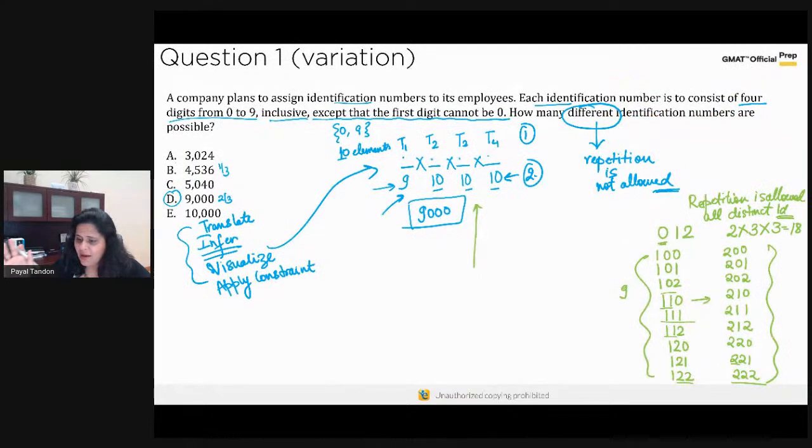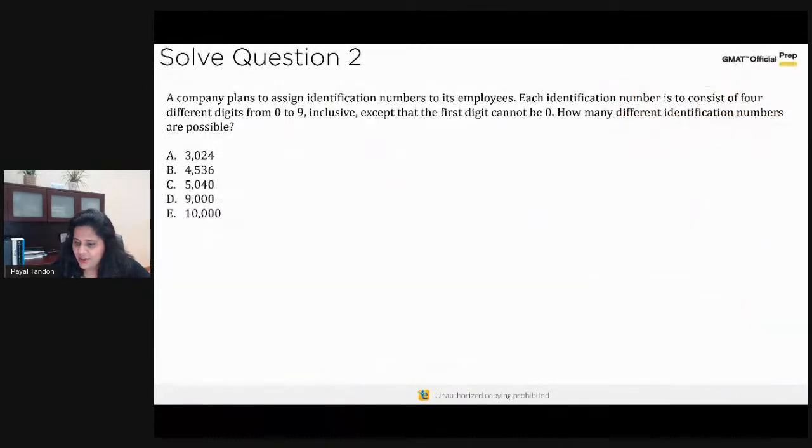Now, this was a variation of one of the questions from the GMAT prep tests. I'm not sure which one. All right, now this is the actual question from that test. What I want you to realize is that you do get such easy questions on the actual test as well. It's not the case that PNC questions are always going to be difficult. This is an easy one. All right, let's go ahead and solve this question.